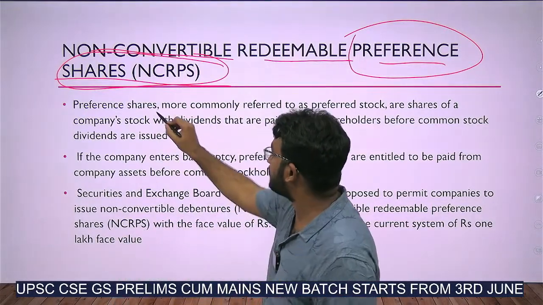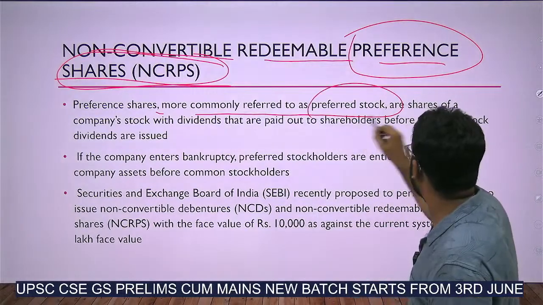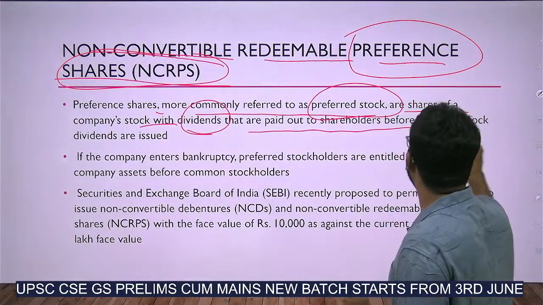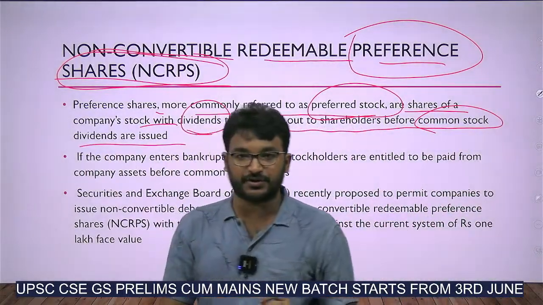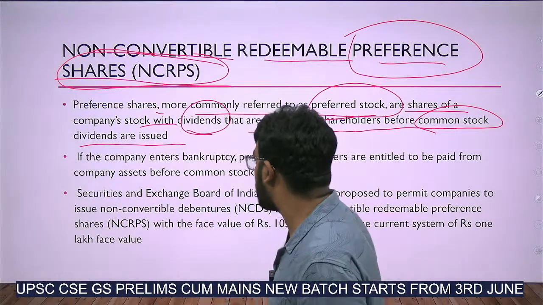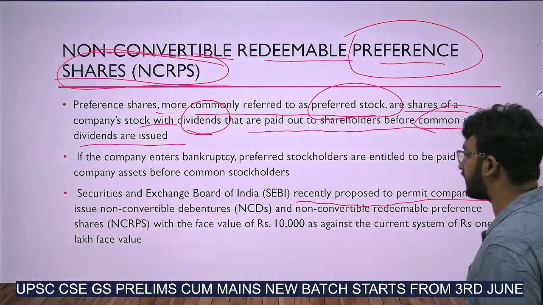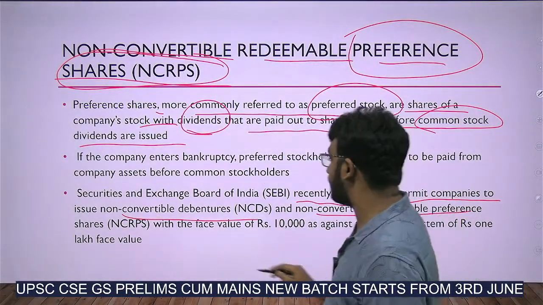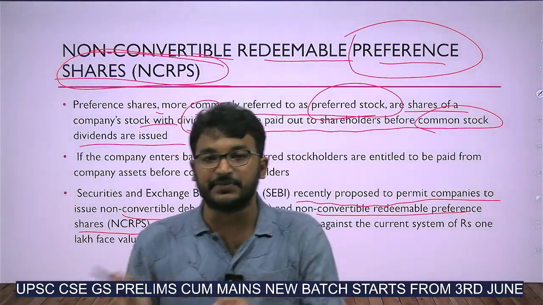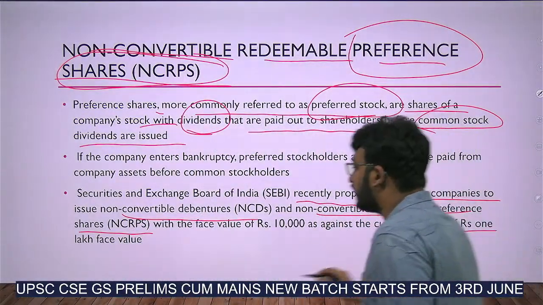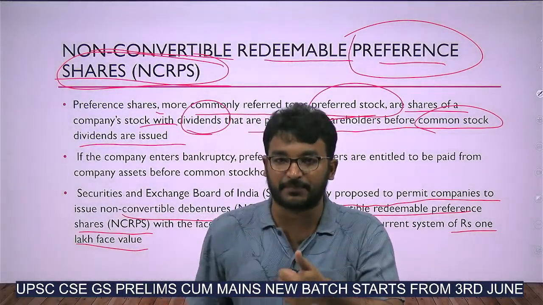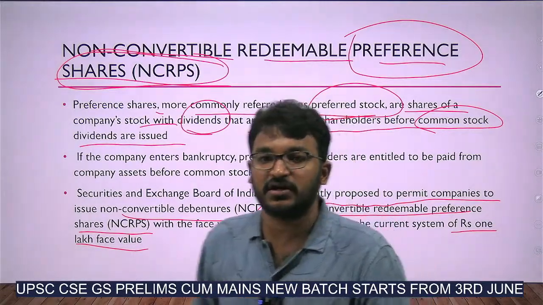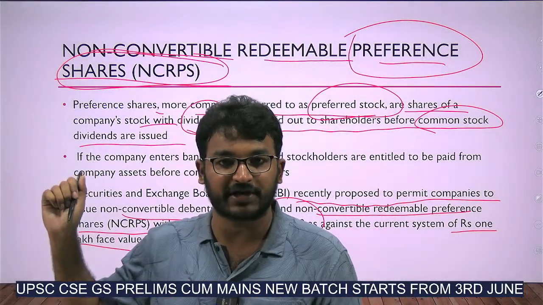Okay. Preference shares, more commonly referred to as preference stock, are shares of a company's stock with dividends that are paid out to shareholders before common dividends are issued. But now, why are these in use? Because SEBI recently proposed to permit companies to issue non-convertible debentures and non-convertible redeemable preference shares. Earlier, there was a limit for them. Earlier, only 1 lakh face value preference shares were allowed to be given. Now, a face value of 10,000 can also be given with this new step. Okay.